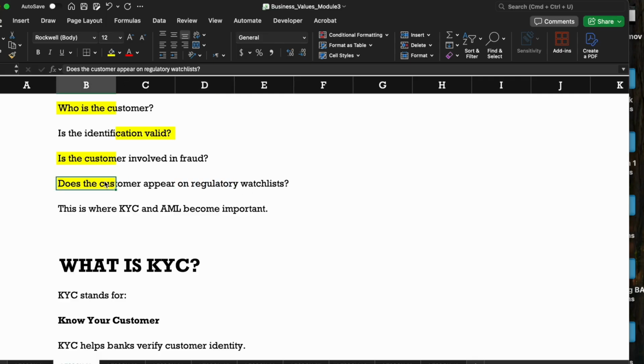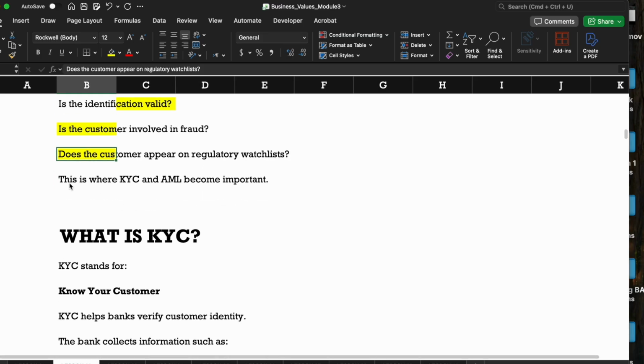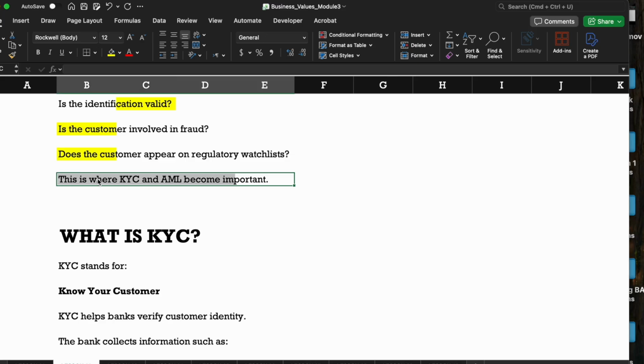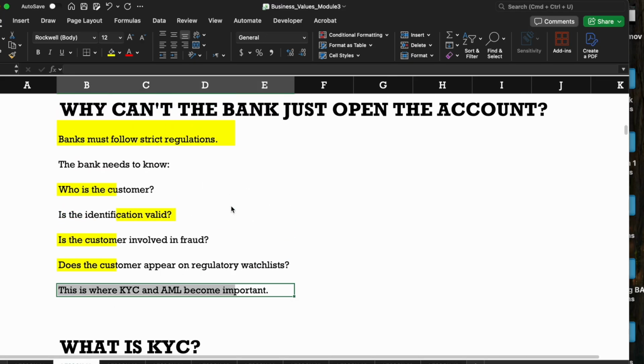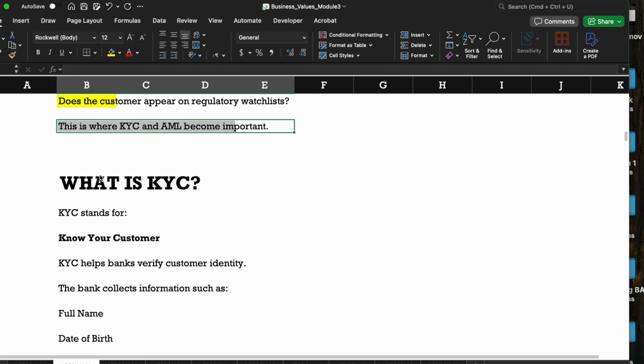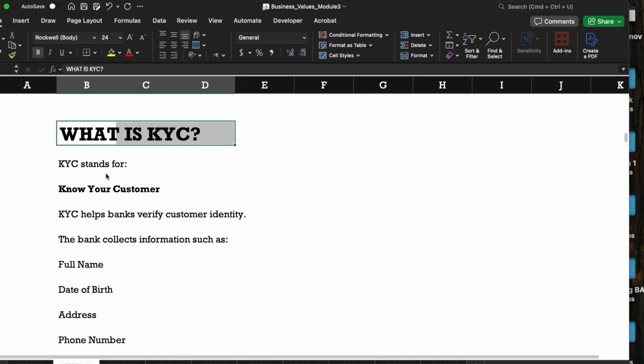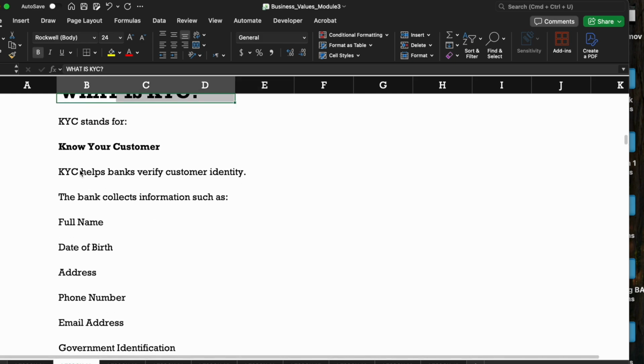So we have to check everything. Okay, so this is where KYC and AML become important. Before we onboard the customer, we check all this information. So what is KYC? KYC stands for Know Your Customer. KYC helps banks verify customer identity.